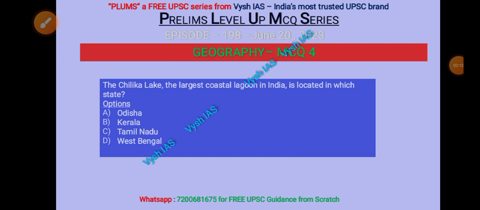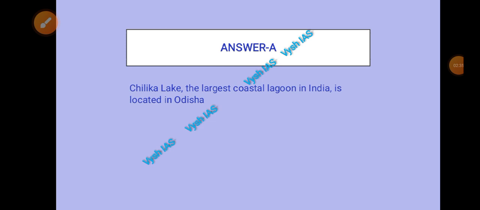Now the fourth MCQ: Chilika Lake, which is the largest coastal lagoon in India, is located in which of the states? Very easy question. Anyone preparing for UPSC has to know this. Options are Odisha, Kerala, Tamil Nadu, West Bengal. The answer is A. Chilika Lake is present in Odisha, right?